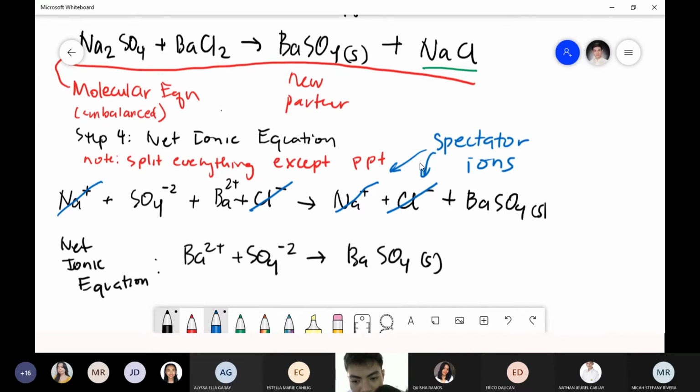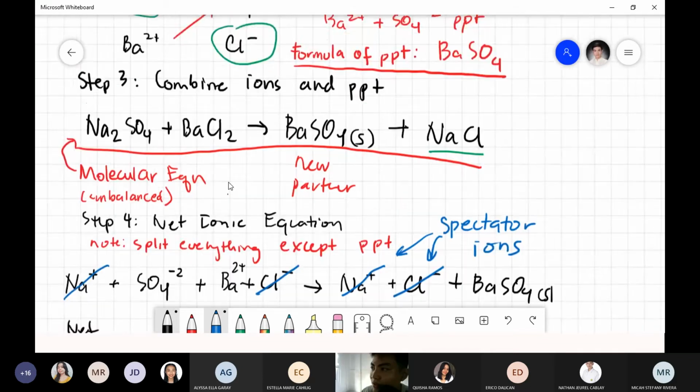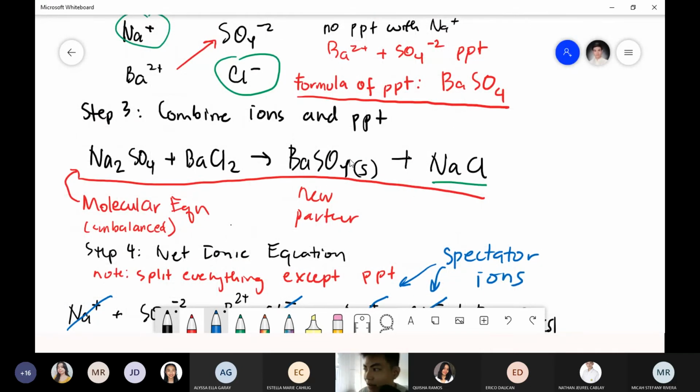Sir, sa pag-combine ng equation, parallel muna tas crisscross or depends kung sino mag-PPT? Sa molecular equation, kung ito mauuna or yan. It doesn't matter naman as long as you indicate letter S for the precipitate. Pwede ito mauna, pwede ito. Okay lang kahit sino mauna as long as tama yung ions.